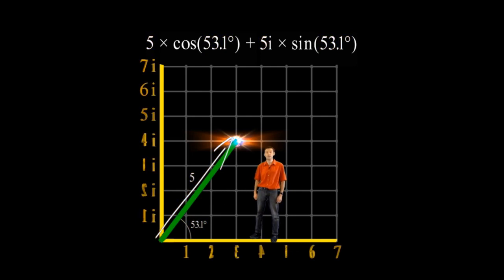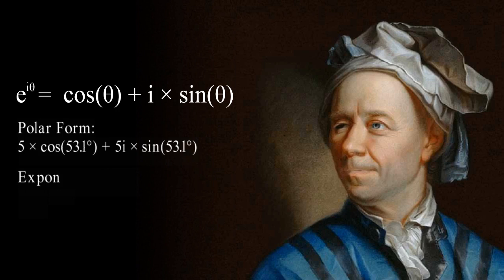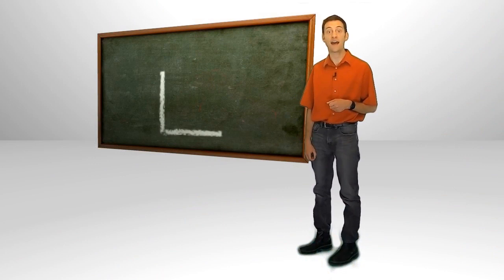But Euler gave us Euler's formula, which links Euler's number e to the polar form of a complex number. So we can write our number in yet another form, in exponential form, using Euler's number. 5 times e to the i times 53.1 degrees. We can therefore describe the amplitudes of the cosine and sine components A and B of our phase-shifted sine wave, S of theta, in 3 different ways.